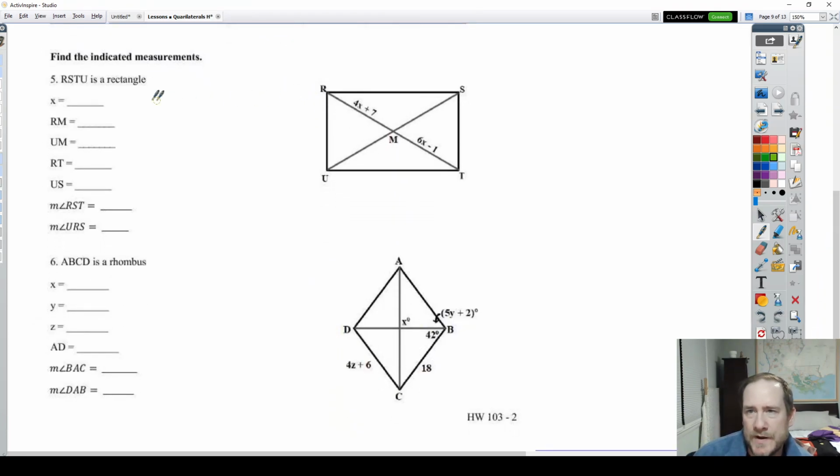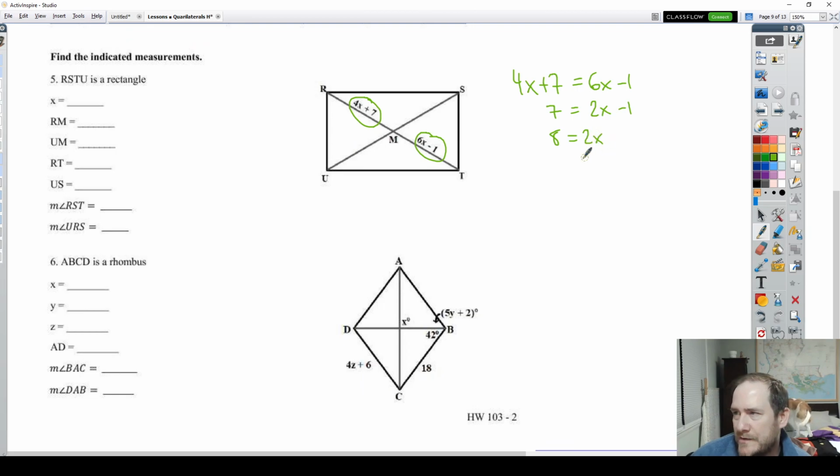Next, we got another rectangle. We've got the diagonals labeled. They're asking us to solve for x. So this is kind of just like before. We know that the diagonals still bisect each other, so we know that these two pieces should be congruent. So we'll go 4x plus 7, set it equal to 6x minus 1. Subtract the 4x, get 2x minus 1. Add 1, get 8, equals 2x. Divide and get 4. So x would be 4.